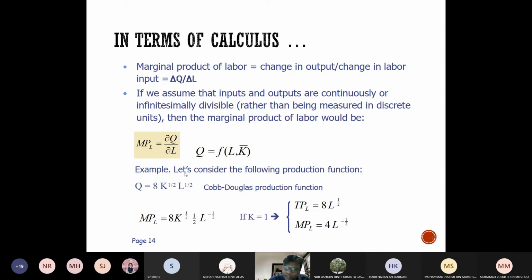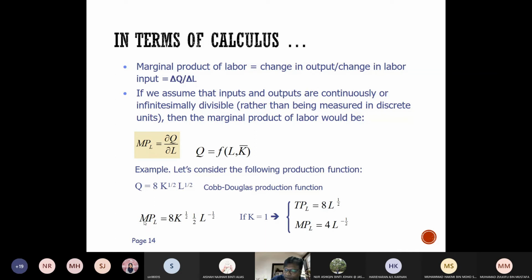Take a look at this example. Let's consider the following production function. Given that Q equals 8 K to the power of half times L to the power of half. This is one of the Cobb-Douglas functions. We will go deeper into the Cobb-Douglas function later, but for now just look at it at this level. It's just an example anyway.